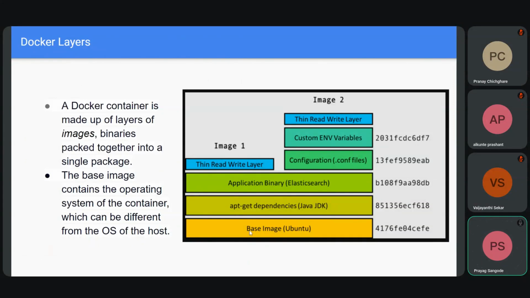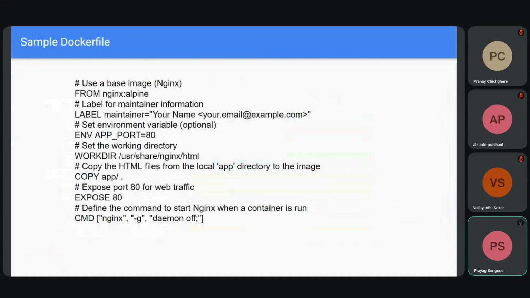So the first layer was the base image. Then this was not in our Docker file, but instead of this, there was some other command. Each command represents a layer in a Docker file. So this was the Docker file which we covered yesterday. We downloaded the base image nginx alpine.